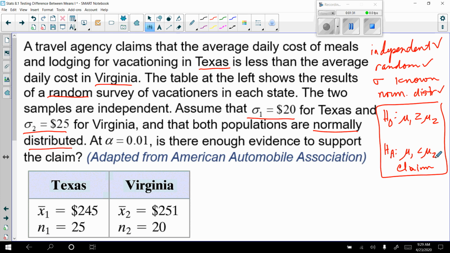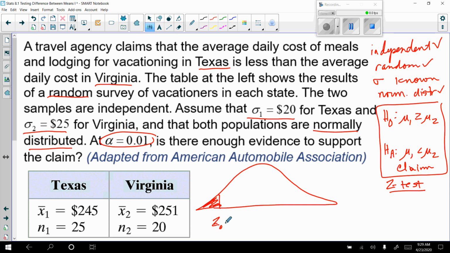From there, we know that we can continue with a z-test. Therefore, we have a left-sided test, and we can find that z-naught score when alpha is equal to 0.01. So using inverse norm, we can say that that is negative 2.3263.